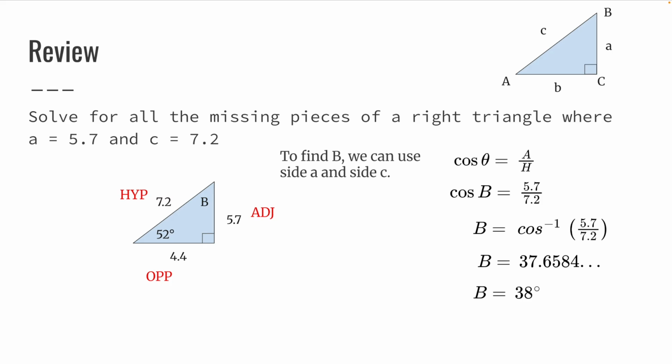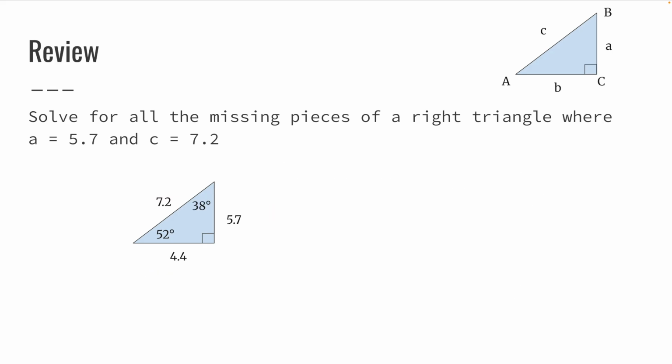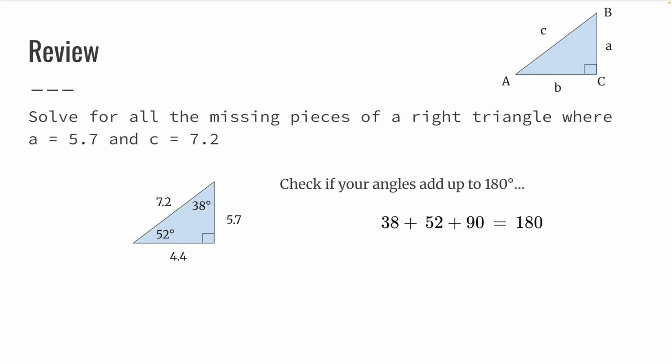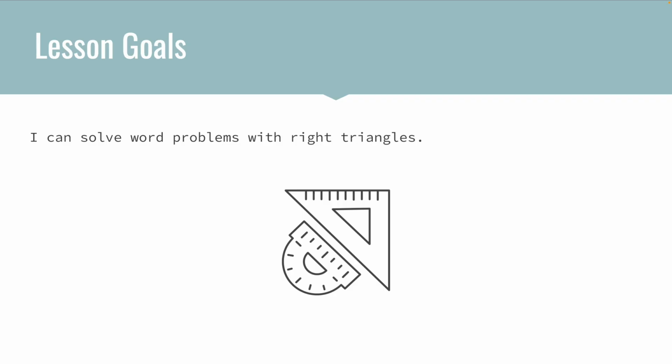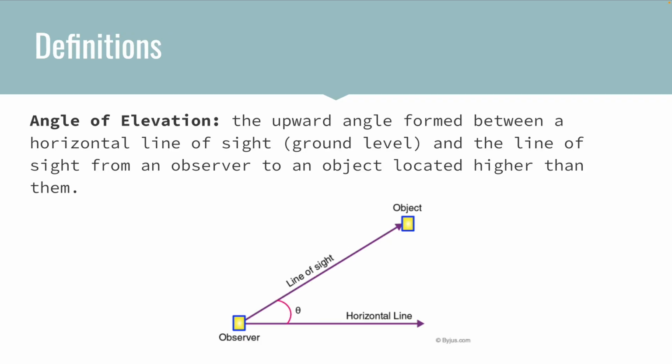Now, the other way we could have done this is how we're going to check our answer, and that is to make sure that all our angles add up to 180 degrees, which they do. So you could have just done 180 minus 90 minus 52 to find that answer, but I wanted to use trigonometry and then use my 180 degree add up to check my work. So let's go forward into our word problems with right triangles.